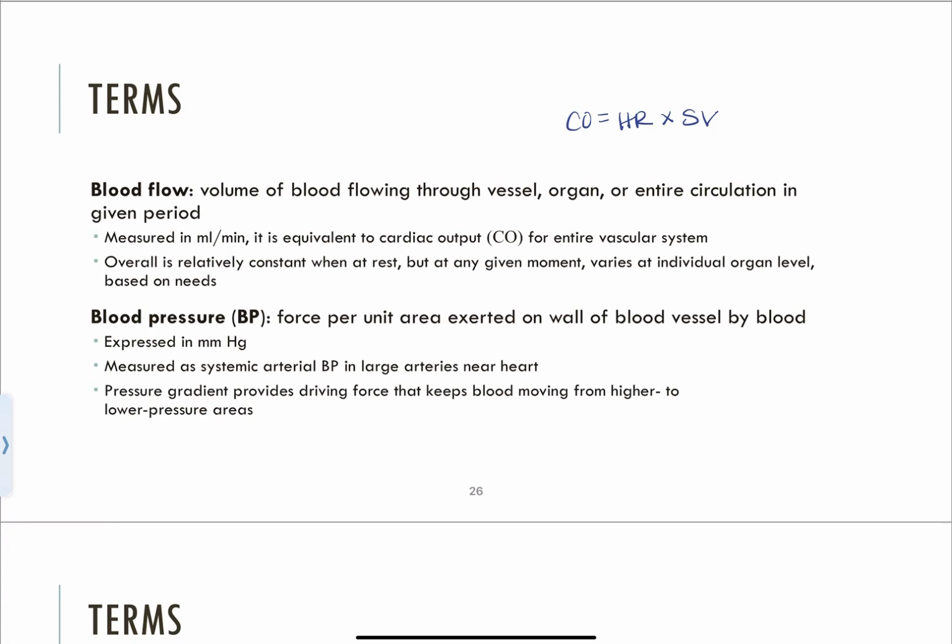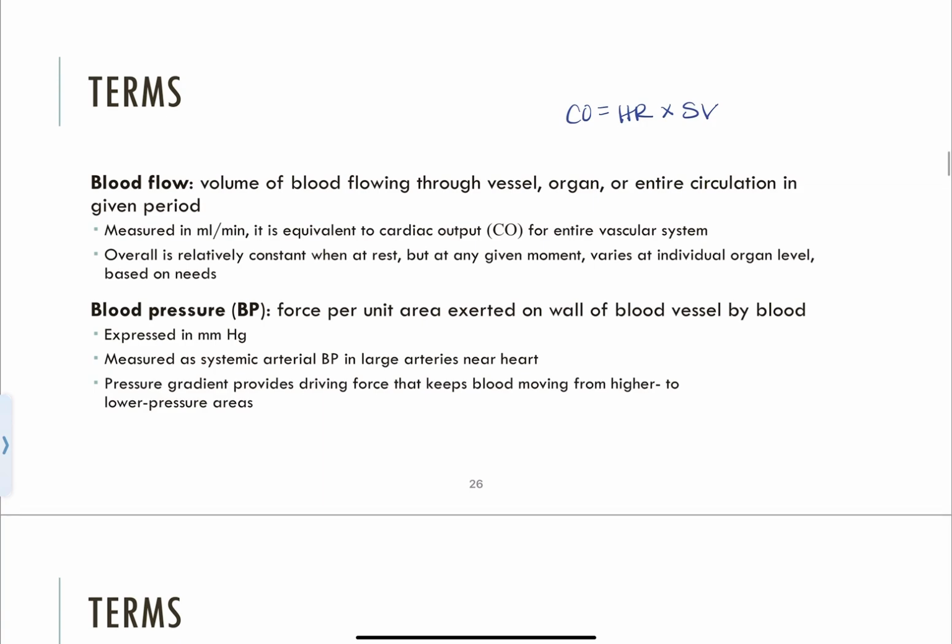The pressure gradient provides the driving force that helps keep blood moving from higher pressure areas to lower pressure areas throughout the body.